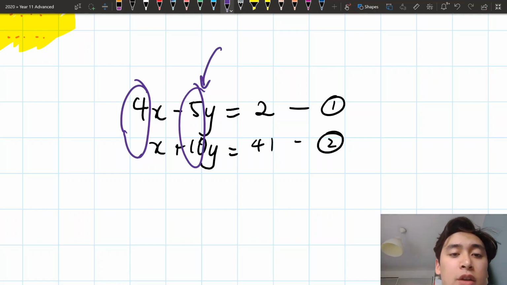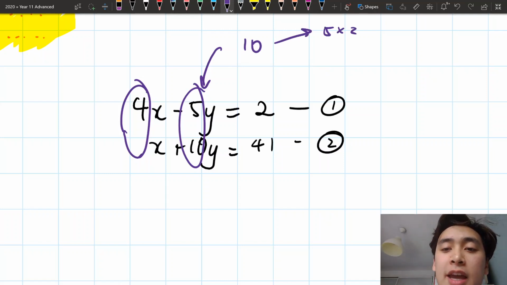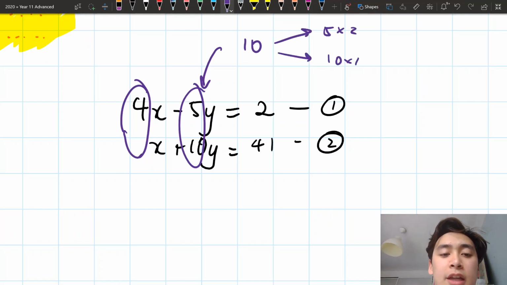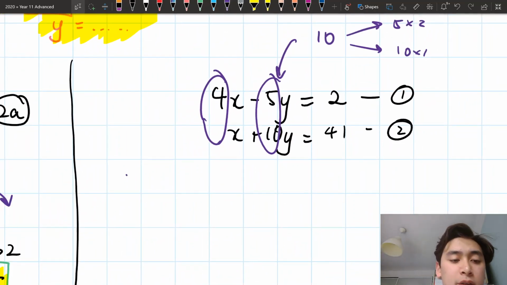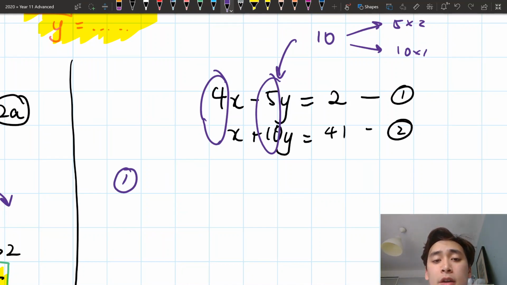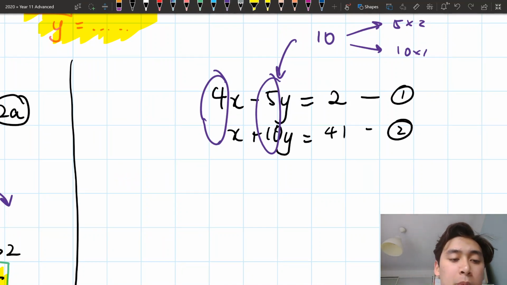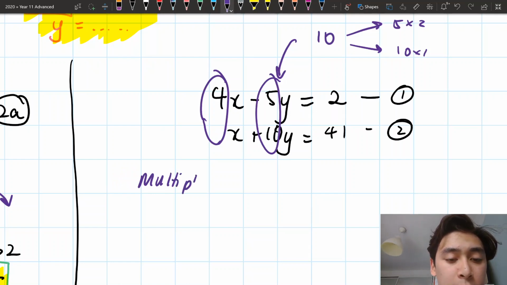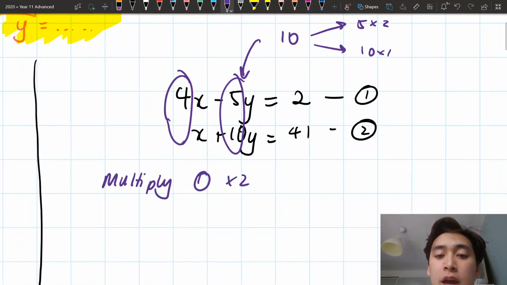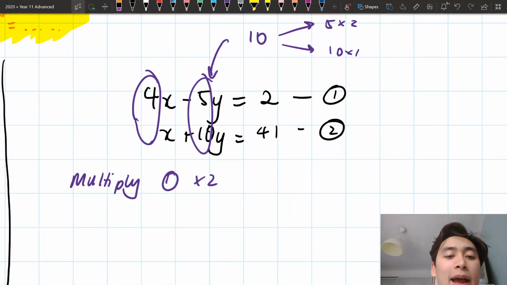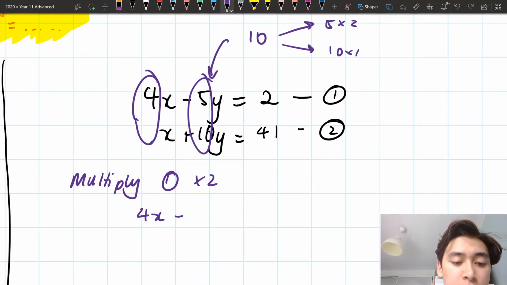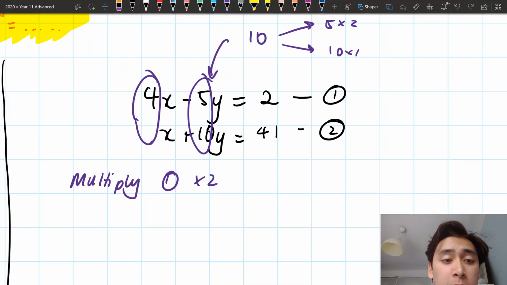If you have a look at the second circle that I've drawn, I've got 5 and 10. What's a number that 5 and 10 both go into? Well, 5 and 10 both go into 10. 5 times 2 gives me 10, and 10 times 1 gives me 10. So here, what I can do is this first equation, I'm going to write here, I'm going to change it up as well. So for this first one, if you're doing the elimination method, I'm going to multiply equation number 1 by 2. And by doing so, I'll get the coefficient of y as 10. So here I'm going to have 4x. Oh, actually, when I multiply by 2, I have to multiply every term. So it's not going to be 4x.